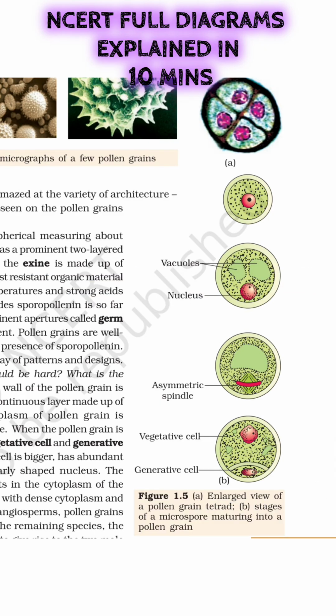Now this is figure 1.5, you can see the enlarged view of pollen grain tetrad. You can see it is a tetrad, right? It's divided into 4, so it's a tetrad. Now you can see the stages of a microspore maturing into a pollen grain. This is where it begins: a single cell, vacuoles are there, nucleus is there. Asymmetric spindle formation happens. There form two cells, that is vegetative cell and generative cell.